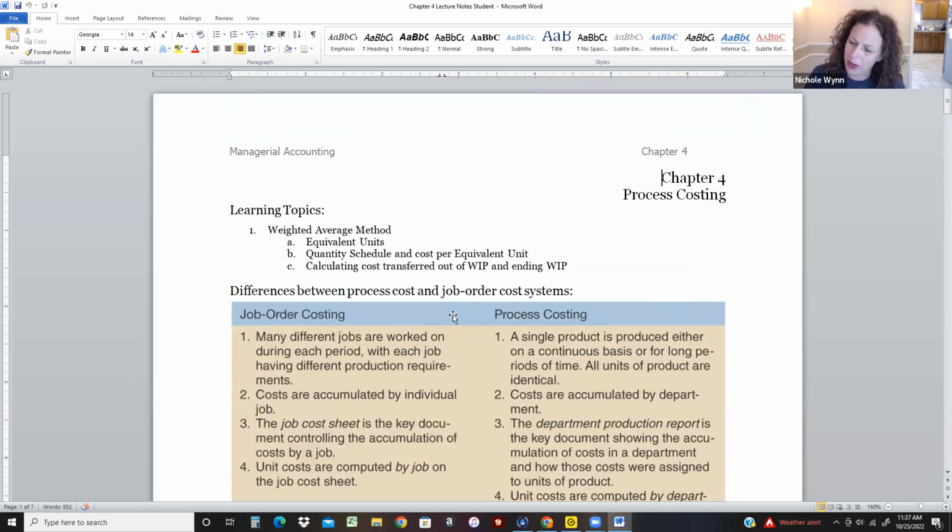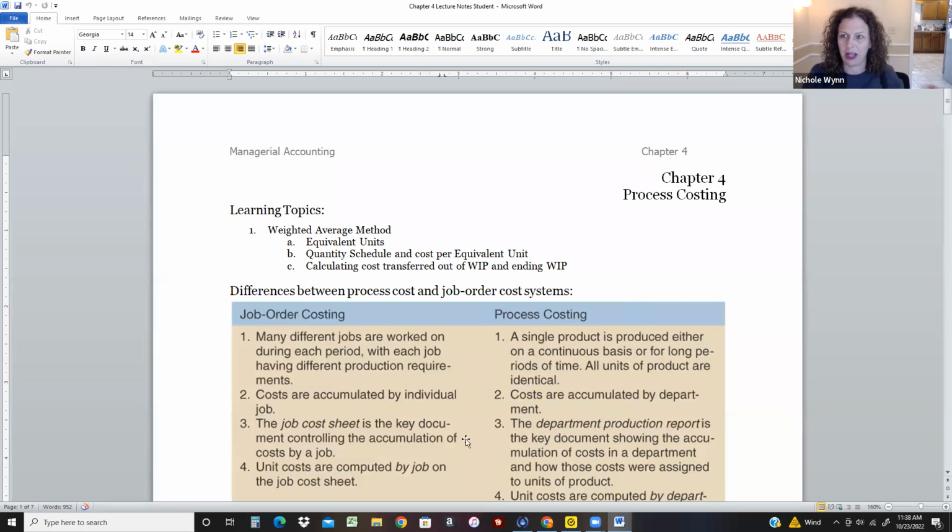And so it's more of a manufacturing environment where we're making a bunch of like goods. So we are making goods like pop or crayons or whatever. Like we're making a bunch of different goods that are basically the same running through a process. And so it's called process costing rather than job order costing. So process costing is a single product produced on a continuous basis for long periods of time.